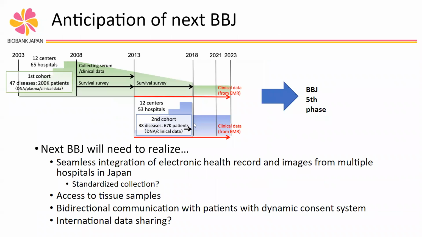And then finally, I would like to explain the future of Biobank Japan. The next Biobank Japan will be started in 2023, and we are in discussion of the planning of that. In this fifth phase of Biobank Japan, we are proposing an integration of EHR with standardized collection, maybe in collaboration with GA4GH, possibly, and access to tissue samples, bi-directional communication with patients, and the possibility of international data sharing.